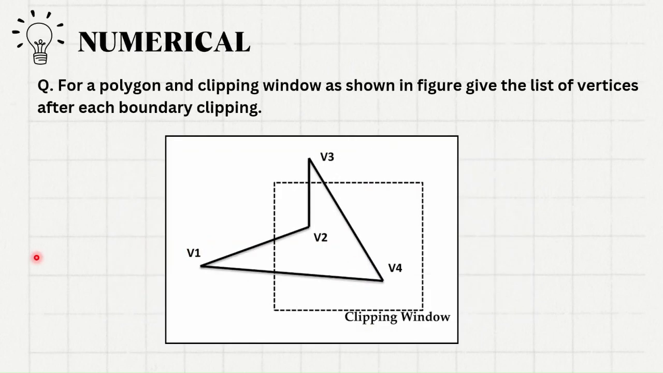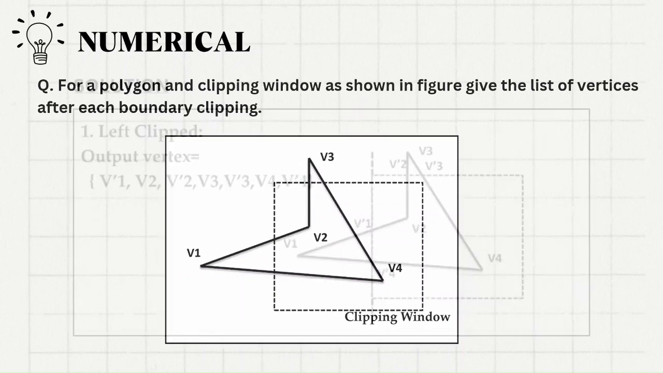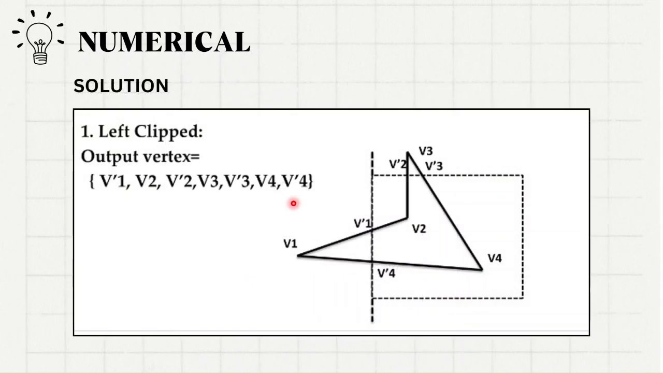In order to better understand the algorithm, let's see a numerical. The question we are asked is: for a polygon and clipping window as shown in the figure below, give the list of vertices after each boundary clipping. This is the polygon, 4 vertices, and the clip window. Let's go. First we'll perform left clipping. Consider the left side of the clip window. Another thing to note is that the intersection points V-1, V-2, V-3, and V-4 of the polygon with respect to the clip window are mentioned.